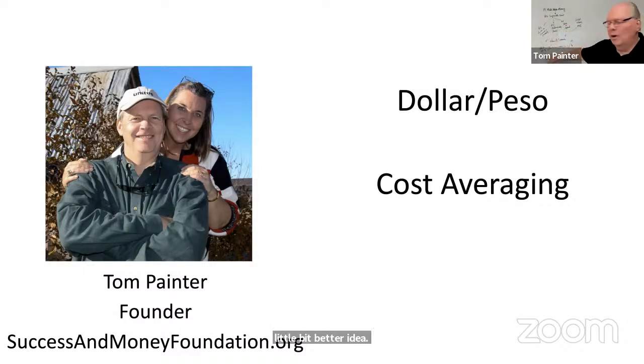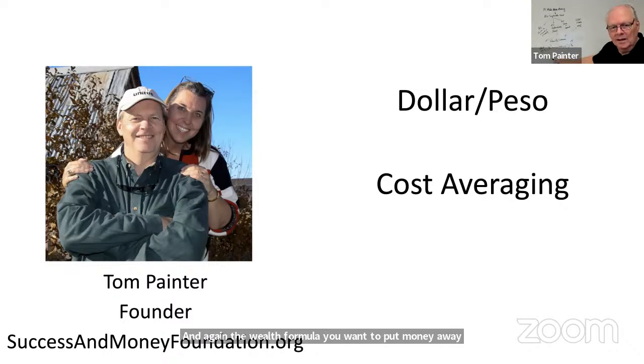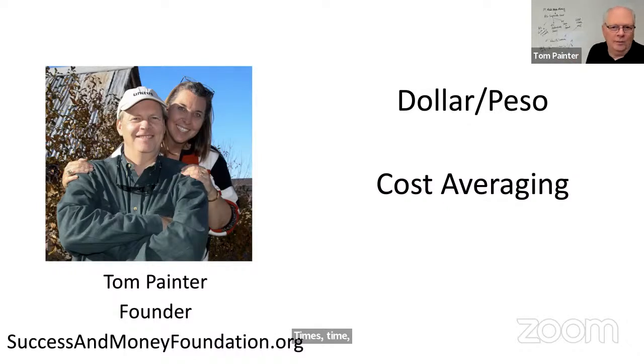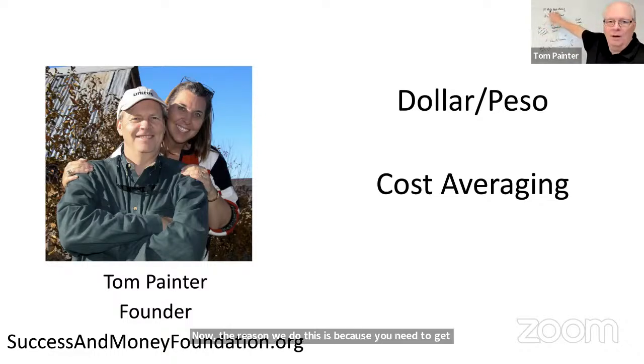And again, the wealth formula: you want to put money away on a weekly, monthly basis, times time, times have it go up in value. That's the wealth formula. Now, the reason we do this is because you need to get your money working for you. You're working hard up here making more money. You're working hard with your side hustle. We've got to get your money working for you. The people that are very well off have systems and money working for them.